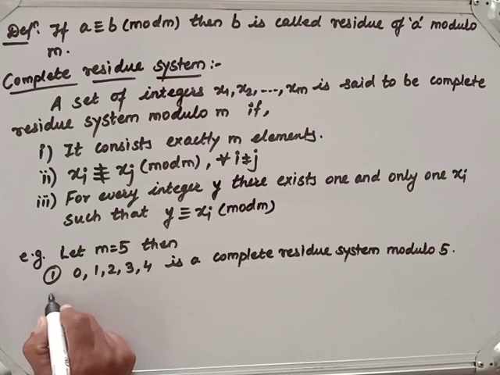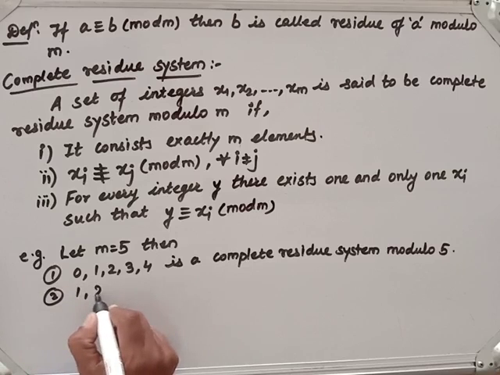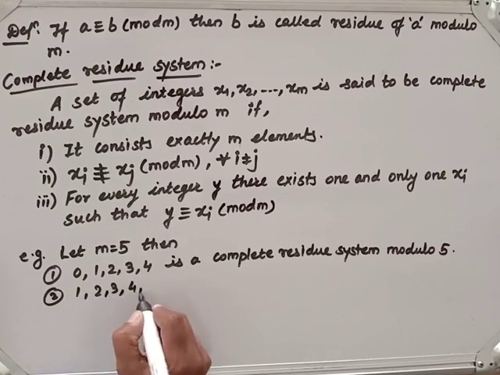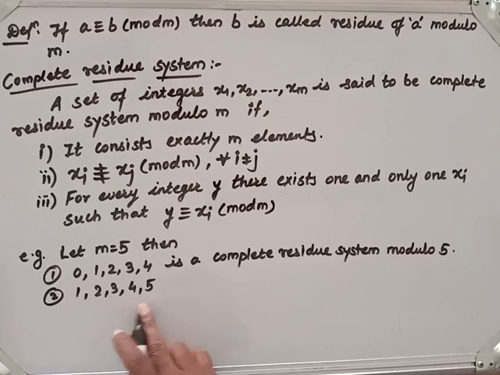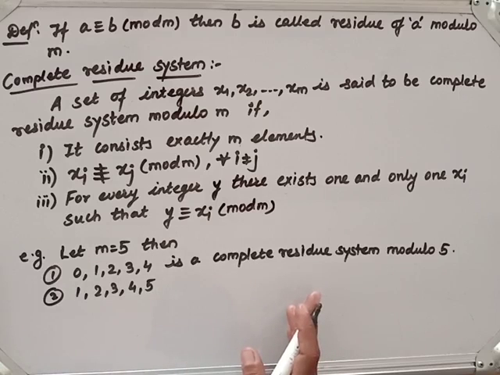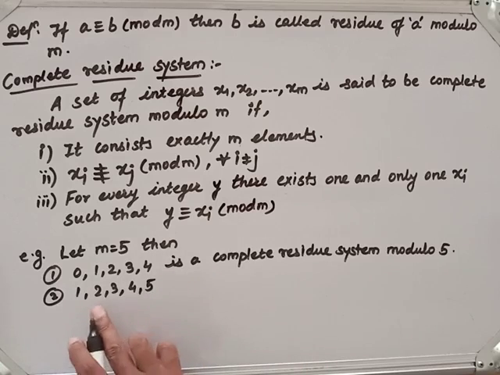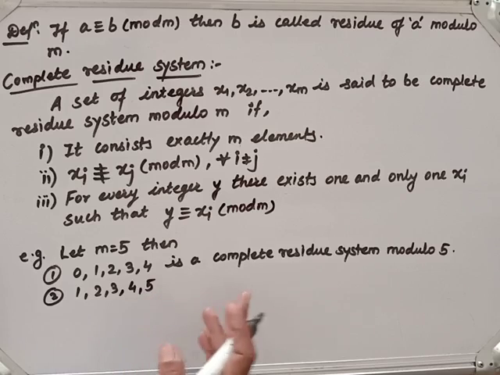Similarly, let me take another set of integers, 1, 2, 3, 4 and 5. Does this one also form a complete residue system modulo 5? It has 5 elements. If we take the elements in between, these are not congruent to each other. You can check that. Now for every integer y, there exists one and only one xi. Modulo 5, it gives 0. 0 is the same as 5 here.